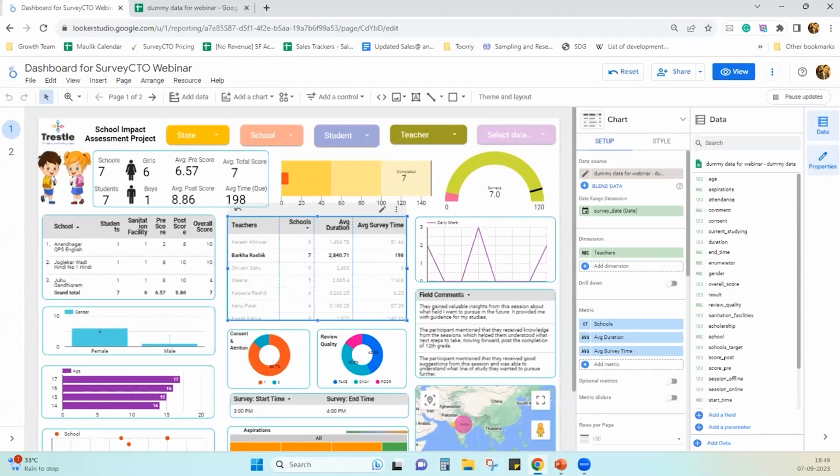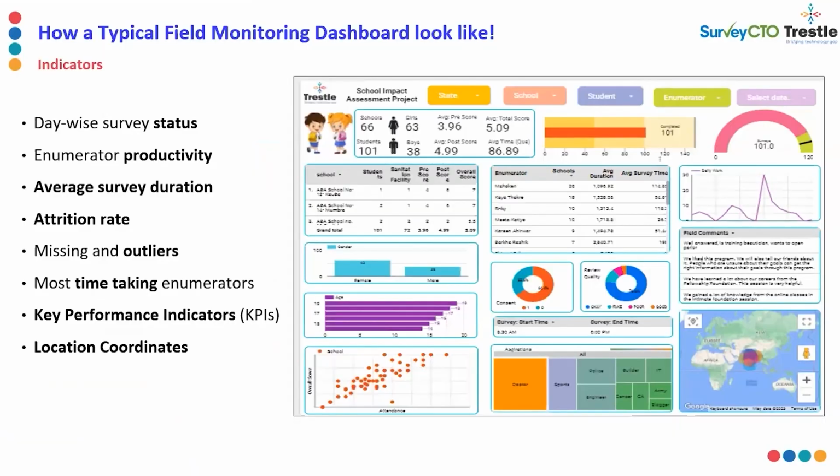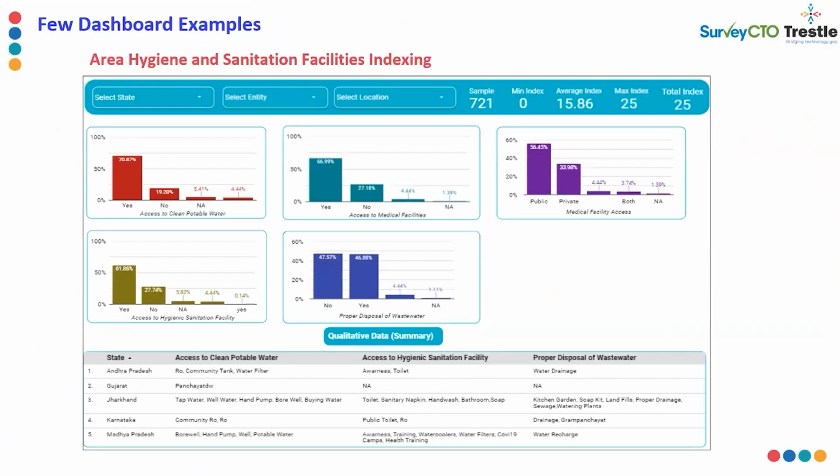So I'm not going much deeper into this right now, but let me go back to our slides. So this is one example of the dashboard. Then there are also different dashboards. In this particular example, you can find how much the total sample was and what the overall sanitation facilities impacted were. With just one click, you can understand how the hygiene is, what the medical facilities are, and all those things.